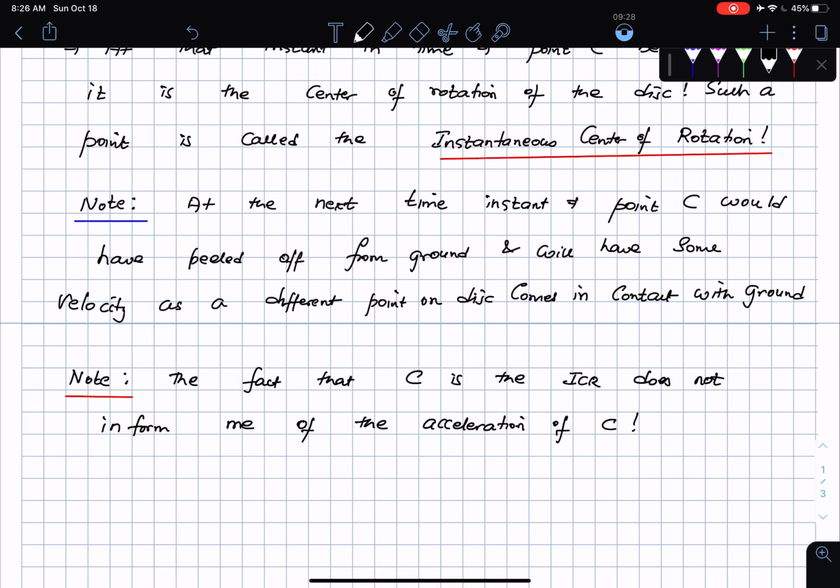The only thing I know about the acceleration of C is it's rolling without slip, so its tangential acceleration is going to be the same as the surface. But that's not a consequence of C being the ICR. That's a consequence of rolling without slip. Okay, so that's what I want to make a firm note of.